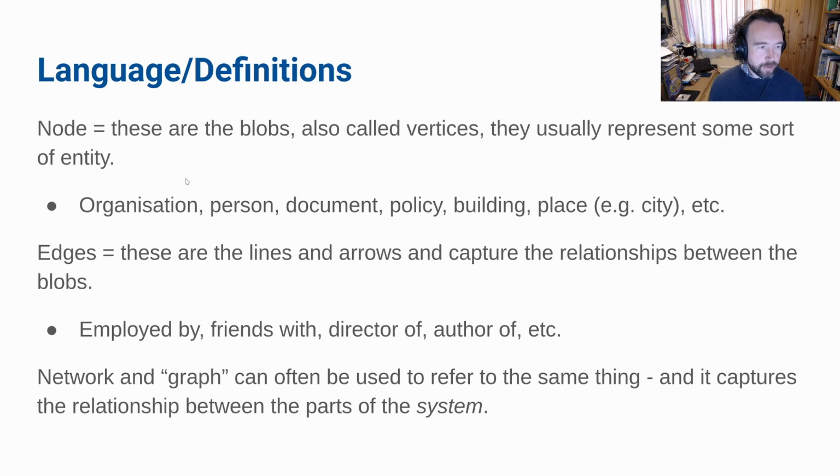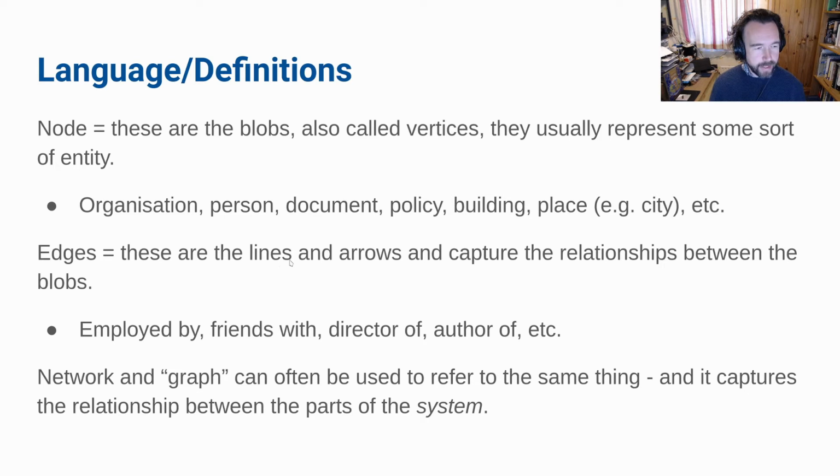So people often talk about nodes and edges. So nodes, they're the blobs, sometimes called vertices as well, and they usually represent some sort of entity in the system that you're interested in. So it could be an organization or a person. It could also be things like documents and policies as well, or places. So it doesn't have to be necessarily a physical object, but some kind of object in a way.